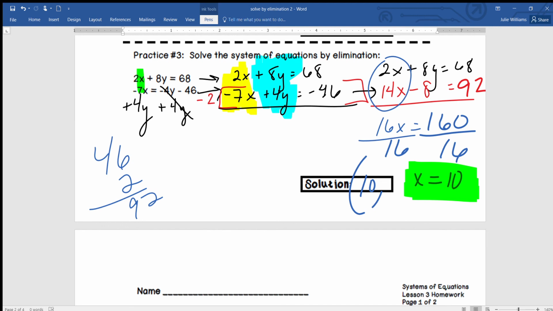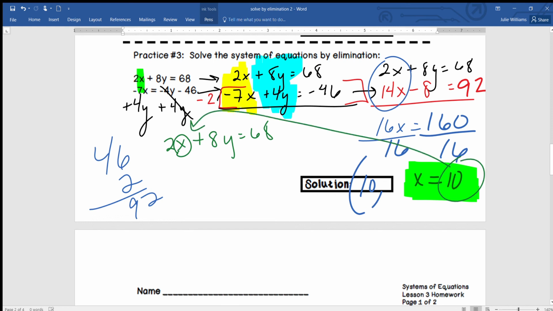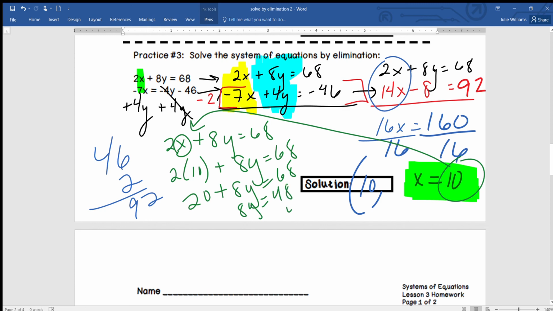All right, so then 2x plus 8y equals 68. I'm going to plug in the value of x here. So 2 times 10, plus 8y equals 68. 20 plus 8y equals 68. Subtract the 20, 8y equals 48. So y is equal to 6.